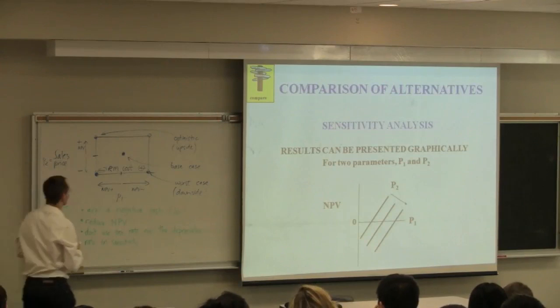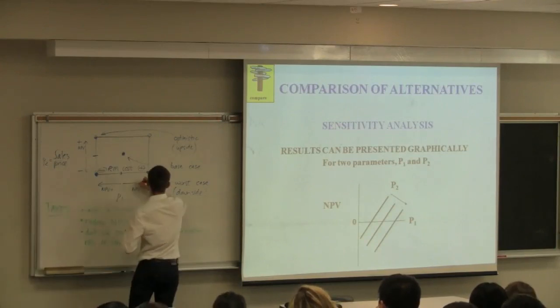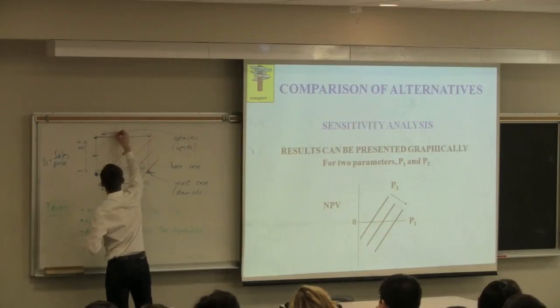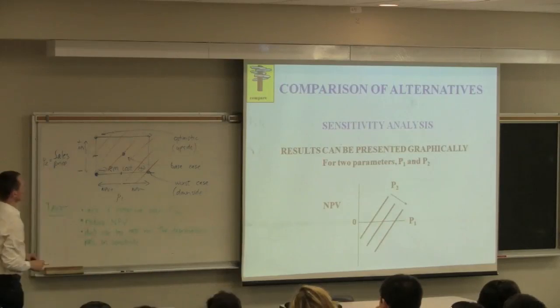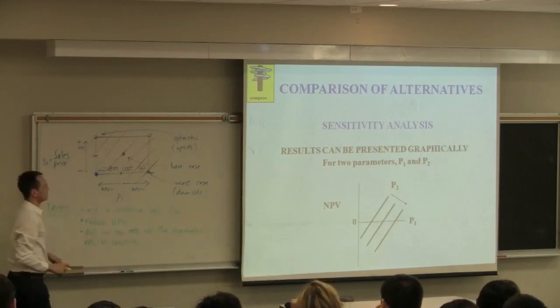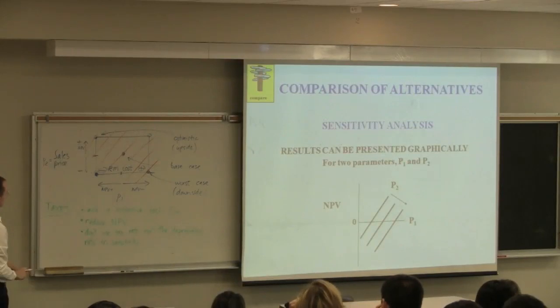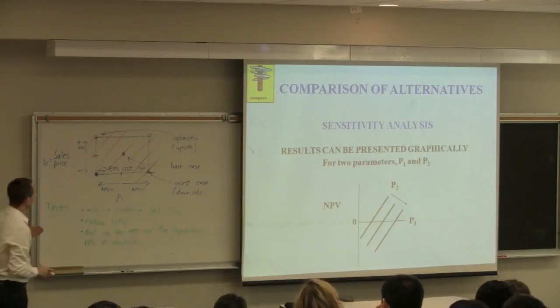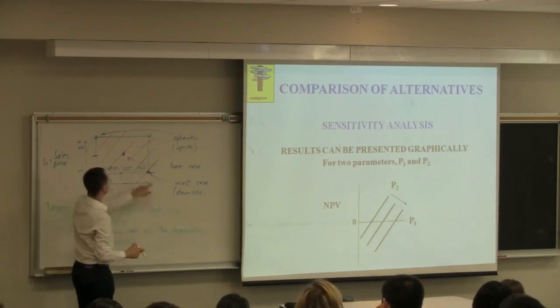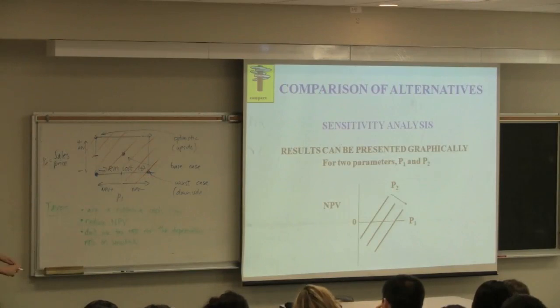And there would be some gradient through this that you could plot, lines of equal NPV moving in that direction. So this would be your worst NPV, gradually moving up to the best possible. What you're interested in is this line. If this line, even at the worst combination of sales price and raw material cost, still has a positive NPV, you've got a good degree of comfort that this project is going to work out well.